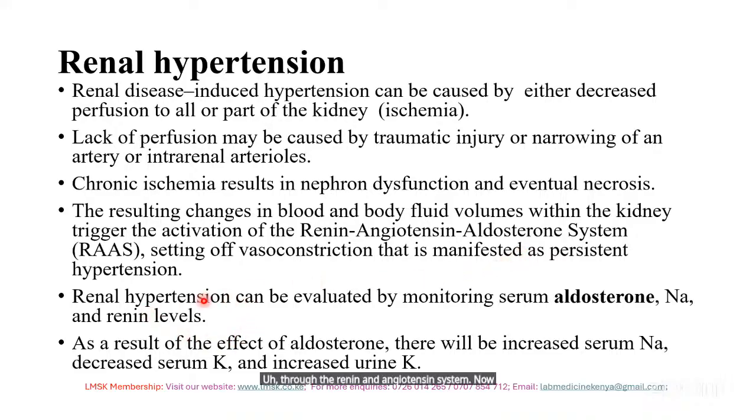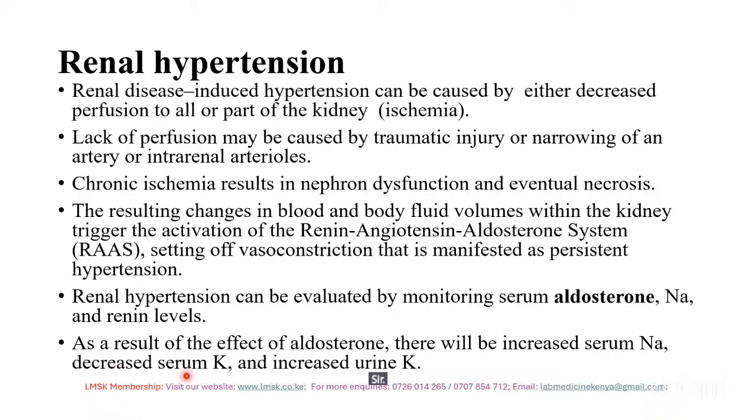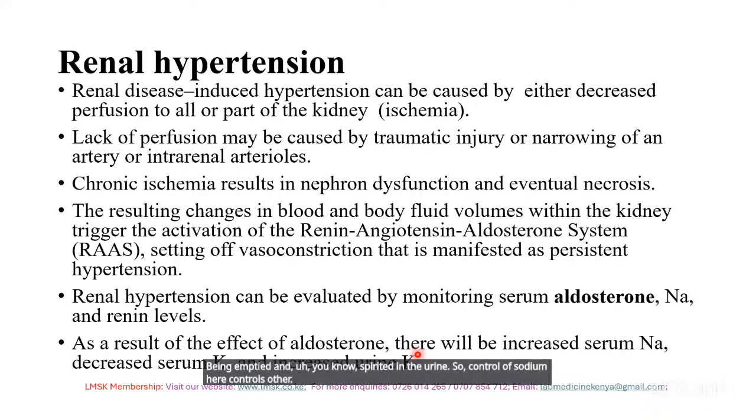Now, of course, as a result of aldosterone action, there will be increased serum sodium, decreased serum potassium, and increased urine potassium. So if sodium is being reabsorbed back into the circulation, potassium leaks out of the circulation from the renal tubules into the urine now, so that we can have a lot of it being emptied and secreted in the urine. So control of sodium here controls other ions altogether.